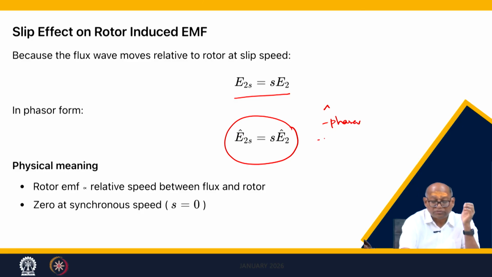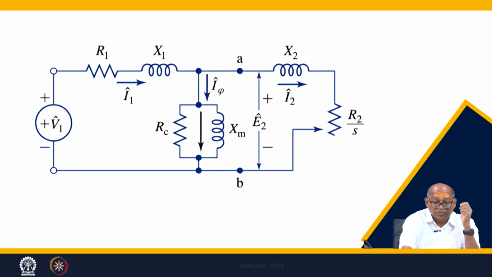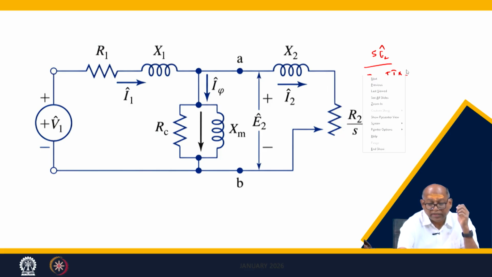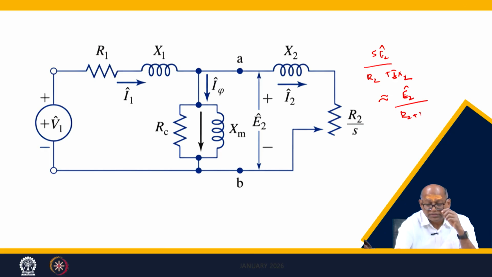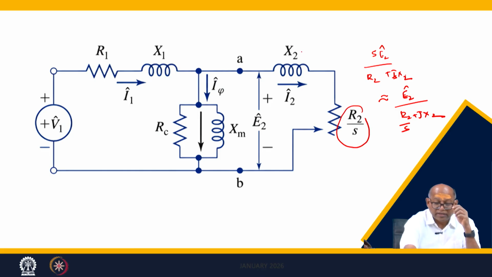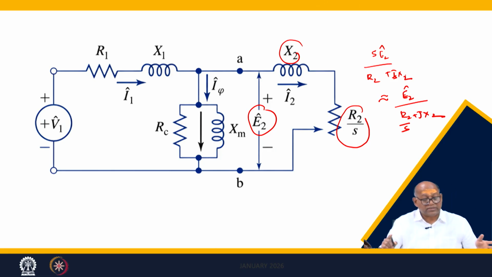We have already done this with complex quantity phasor diagrams, you can refer to that. So, as I have said, instead of SE2 cap, I divided by R2 plus jX2 times S. So, I divided by S everywhere. This is equivalent to E2 cap by R2 by S plus jX2. So, that is what I have done. R2 by S here, X2 here, E2 cap here. So, this is the complete equivalent circuit.